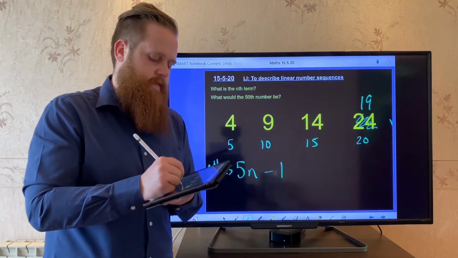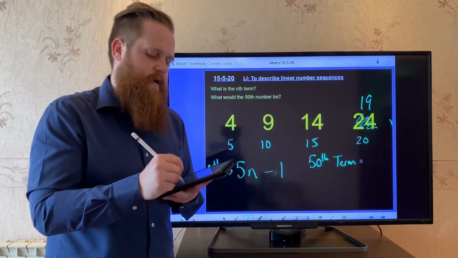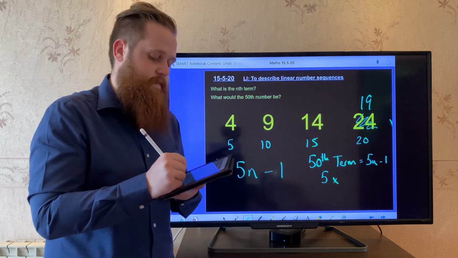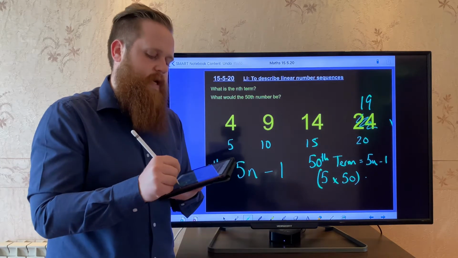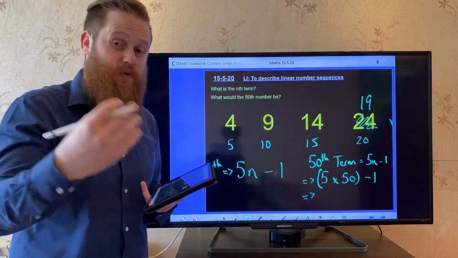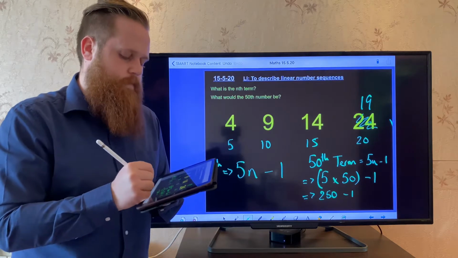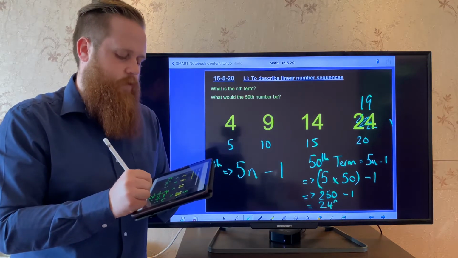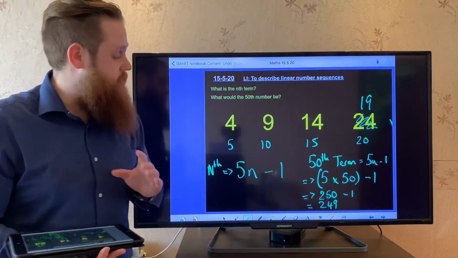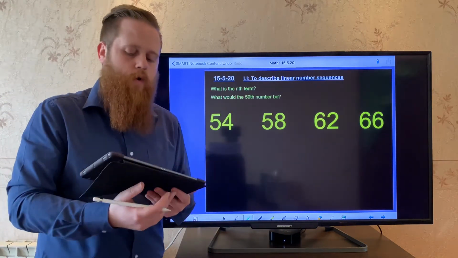So what would the 50th number in this sequence be? Well, so the 50th term, into 5n minus 1, that's going to be 5 times, well, 50, because it's a 50th number I'm looking for. Take away 1. That will go to 5 times 50. Well, 5 times 5 is 25. So 5 times 50 is 250. Minus 1, which equals 249. So the 50th number in this sequence, if I carried it on to the 50th number, would be 249.